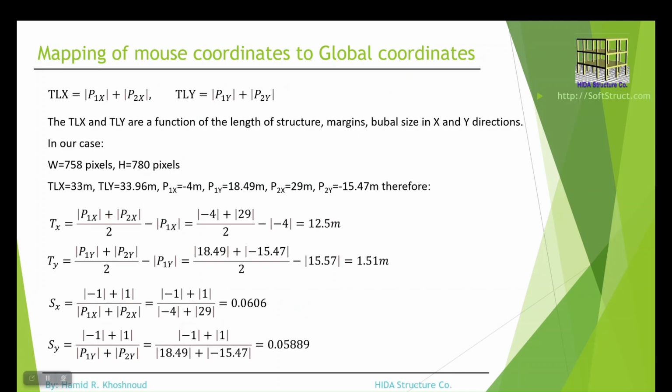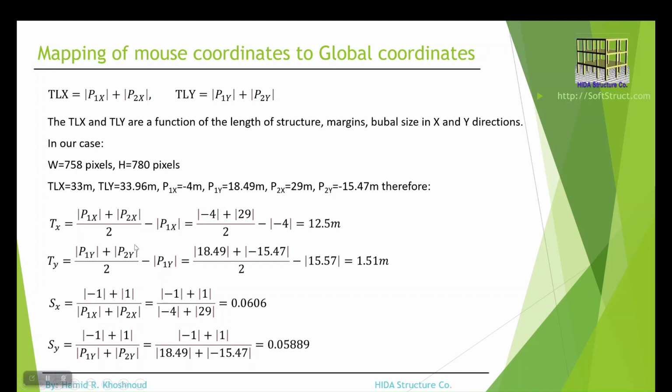TLX and TLY represent the total length of a screen window in world space, and they are determined by factors such as the structure's dimensions, margins, and bubble size in the X and Y directions. In our scenario, with the form width and height being 758 and 780 pixels respectively, TLX and TLY correspond to 33 and 33.96 meters, maintaining the same ratio as the width over height.